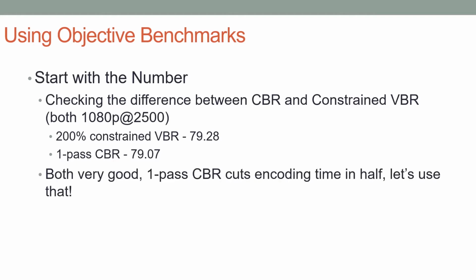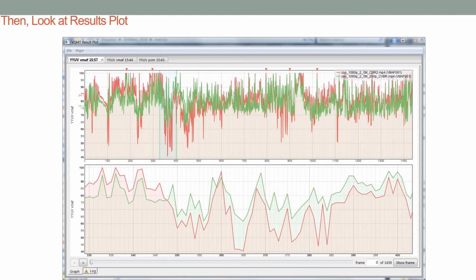So because CBR is a one-pass technology, it's going to produce the files much more quickly than two-pass. So you may make the decision here, well, hey, let's just go with one pass because we're cutting encoding time in half. But if you start to look at the data beneath the number, you'll see that that might be a very bad decision. So this is the results plot that you get from the Moscow State University tool.